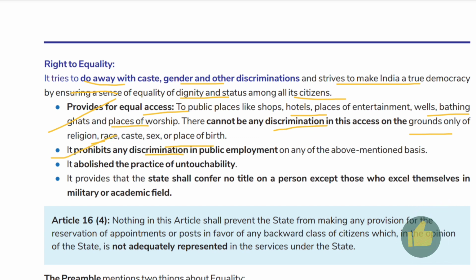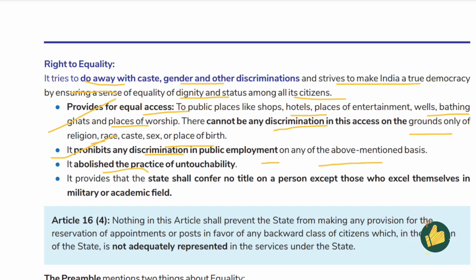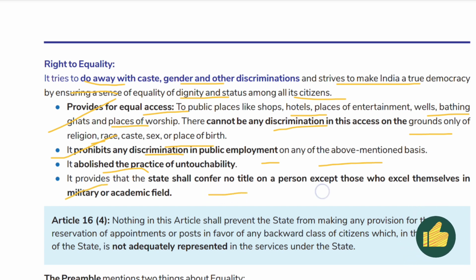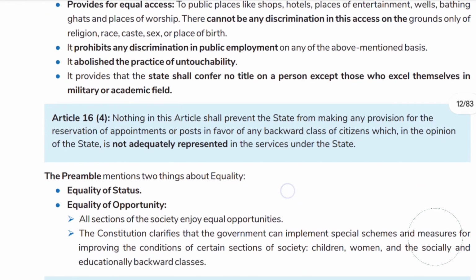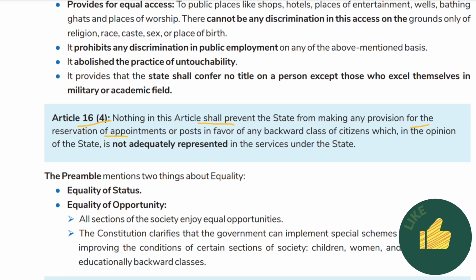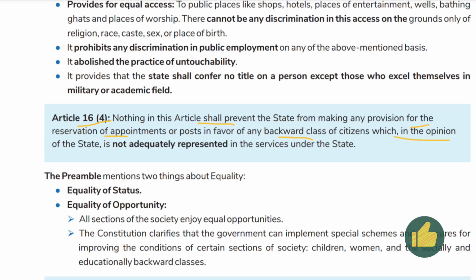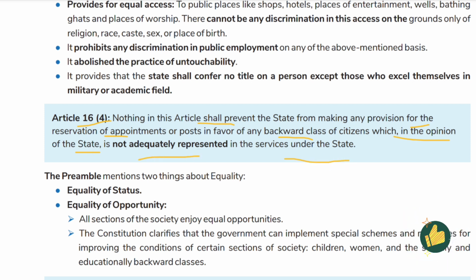It prohibits any discrimination in public employment on any of the above mentioned bases. It abolishes the practice of untouchability, and it also provides that the state shall confer no title on any person except those who excel themselves in military or academic fields. In Article 16, Para 4, nothing in this article shall prevent the state from making any provision for the reservation of appointments or posts in favor of any backward class of citizens which, in the opinion of the state, is not adequately represented in the services under the state.